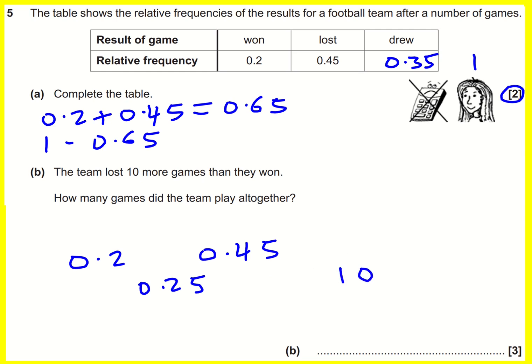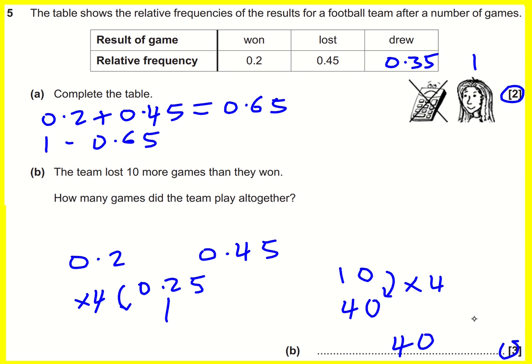So I want to know how many games in total. I need to make it up to 1 because that will be my total relative frequency. To do that, I can times by 4. So it's going to be 40.